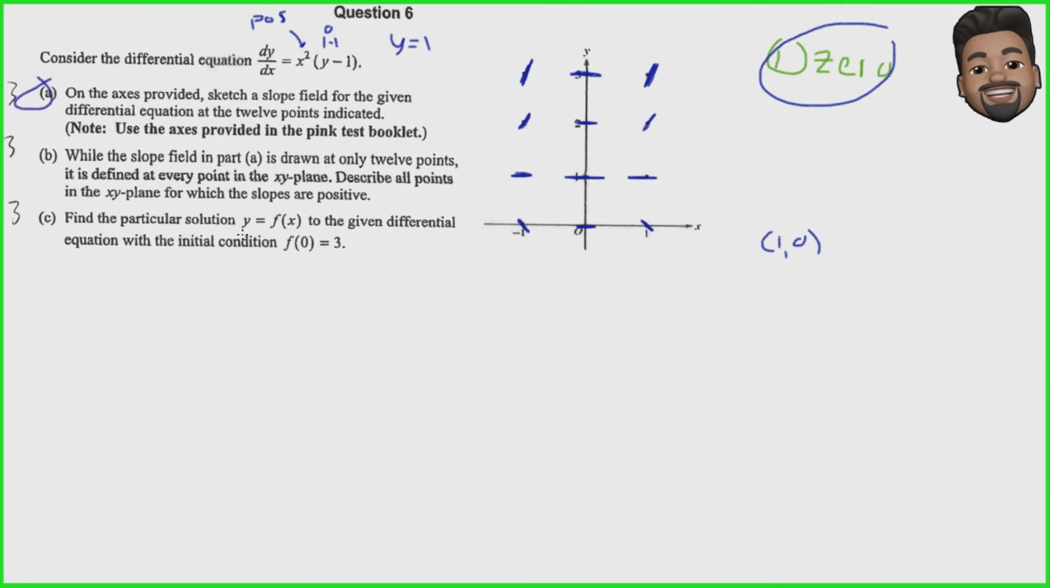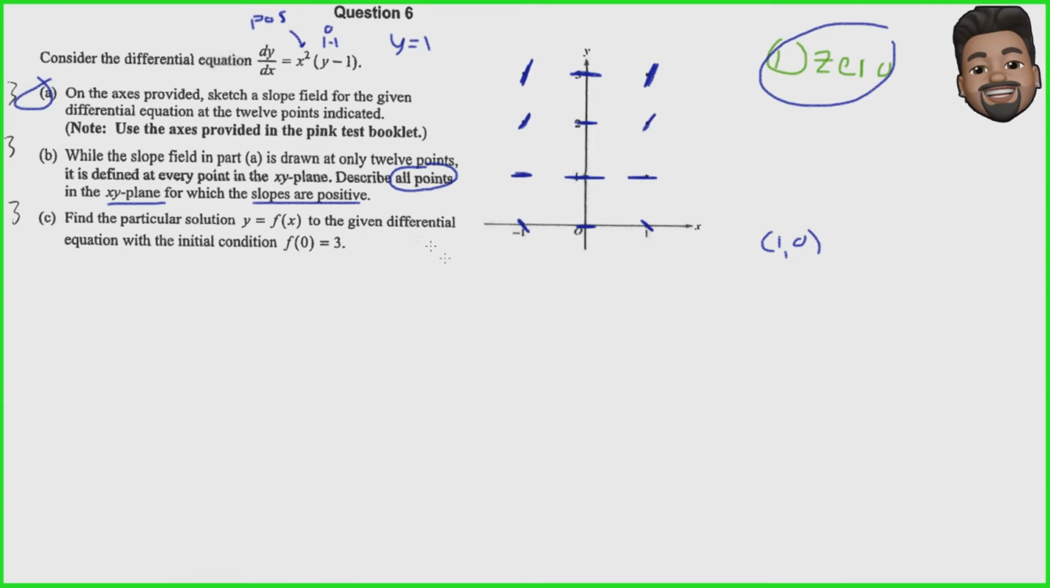So we took care of that. Now let's go ahead and go to part B. It says, while the slope field in part A is drawn at 12 points, it is defined at every point in the xy plane. Describe all the points in the xy plane for which the slopes are positive. We want to have positive slopes.